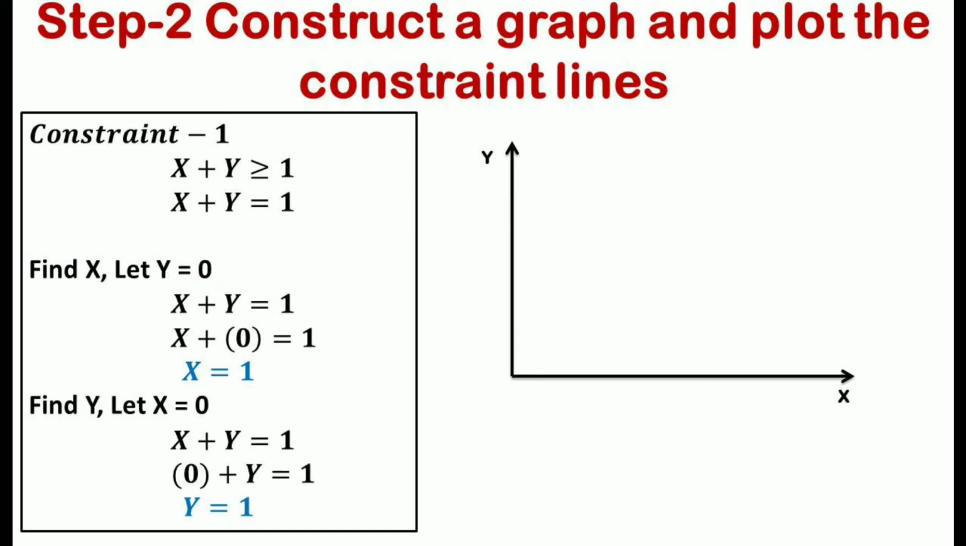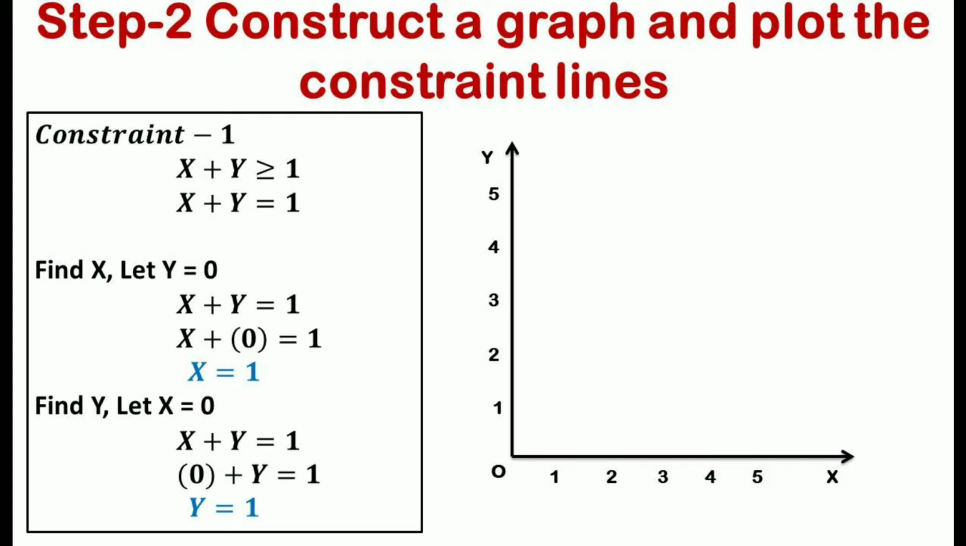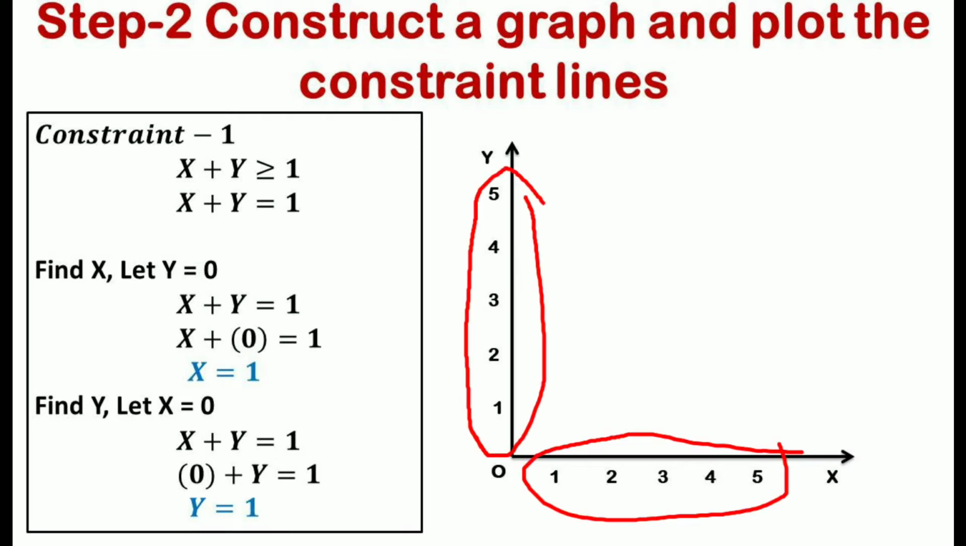Similarly, in order to find the value of y, let us assume the value of x is equal to 0. Then the given constraint x plus y equals 1, substituting x equals 0, becomes 0 plus y equals 1, therefore y is equal to 1. To mark the points on the graph, we need to select the appropriate scale. Which scale to take depends entirely upon the maximum values of x and y, which we calculate from the coordinates. Here we are using 0, 1, 2, 3, 4, 5 on the x and y axes.